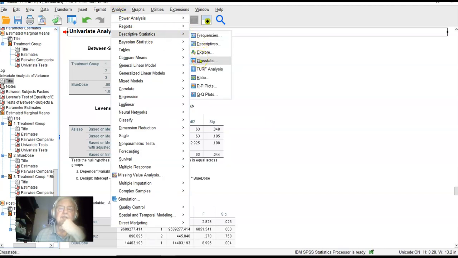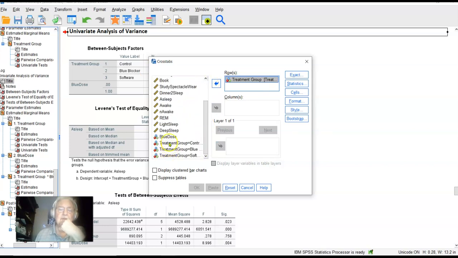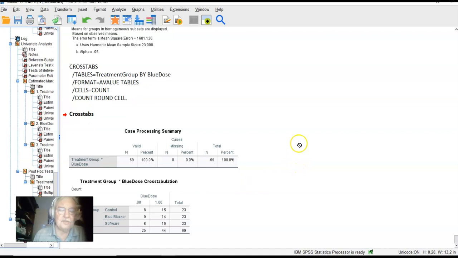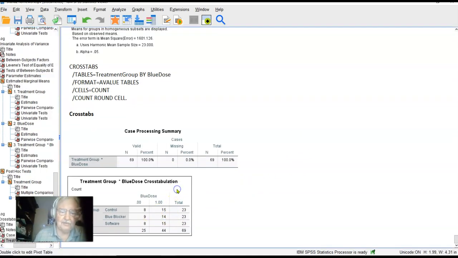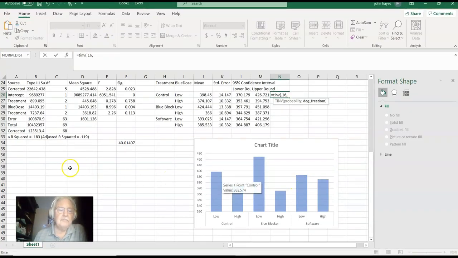So we're going to go into descriptive statistics and crosstabs, and we're going to do treatment group in the rows and dose in the columns. I'm going to say OK. And so we have 8, 9, 8, 15, 14, 15. Let's copy that over to Excel. Paste it.